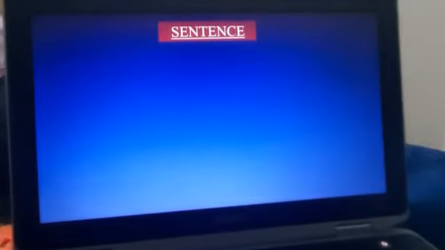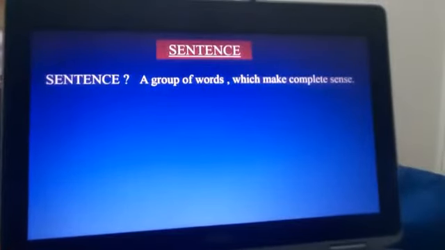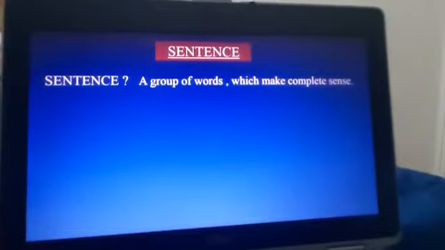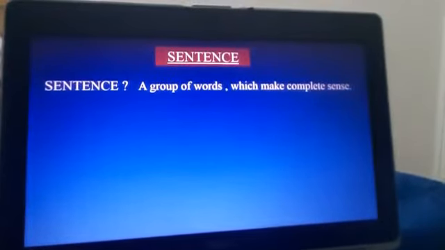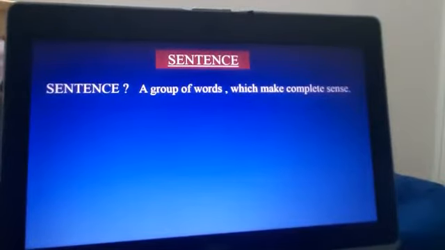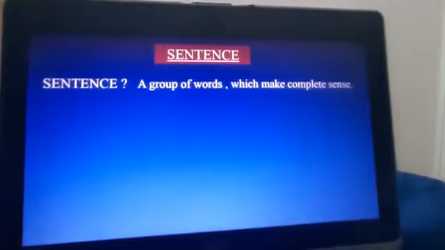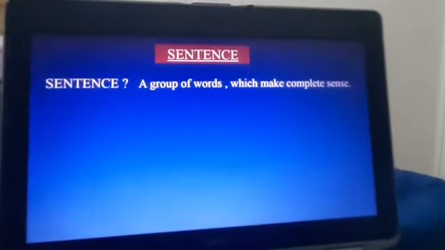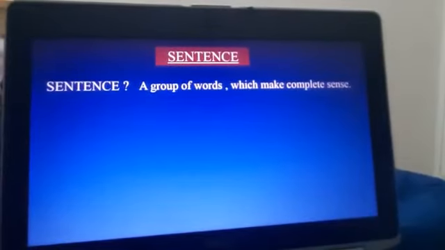So what we have come to know is that we cannot call any group of words a sentence. We can call a group of words a sentence when those words make complete sense. You understand what the person is saying. So, we can say that a sentence is a group of words which make complete sense. If you just speak 2-3 words without making any proper meaning to it, it will not be called a sentence.